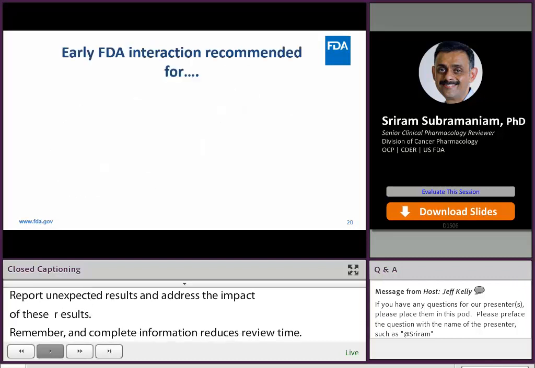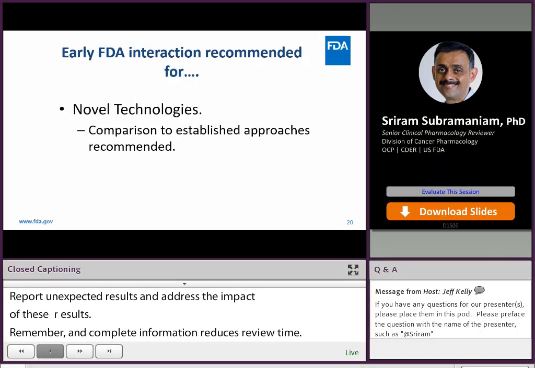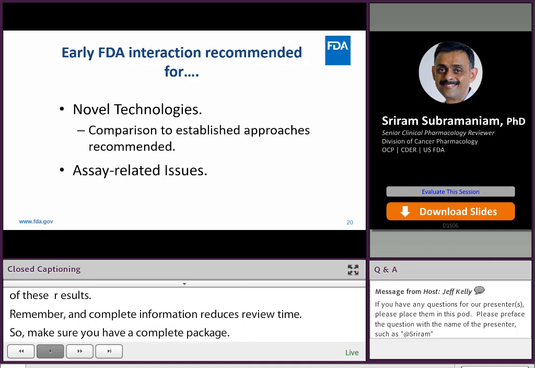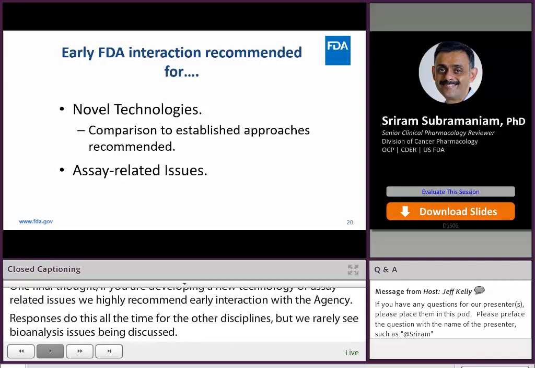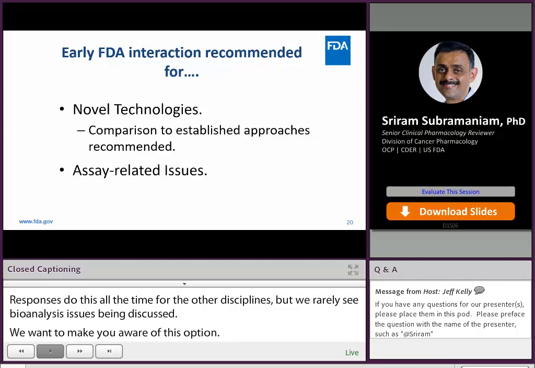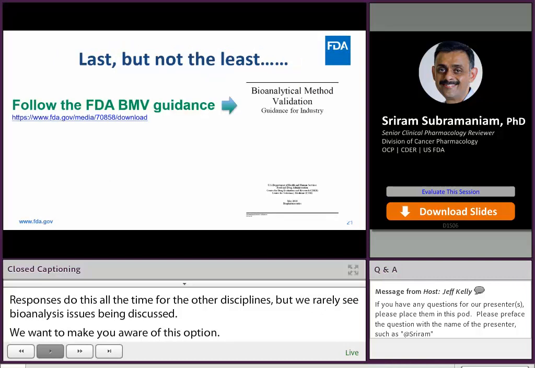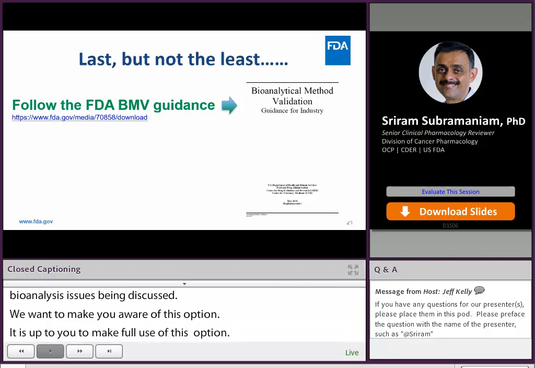One final thought. If you are developing a new technology or have assay-related issues, we highly recommend early interaction with the agency. The sponsors do this all the time for the other disciplines, but we rarely see bioanalytical issues being discussed. So, we want to make you aware of this option, and it is up to you to make full use of this option. So, if you have missed most of what I discussed earlier, make sure you remember this. Follow the FDA BMV guidance.